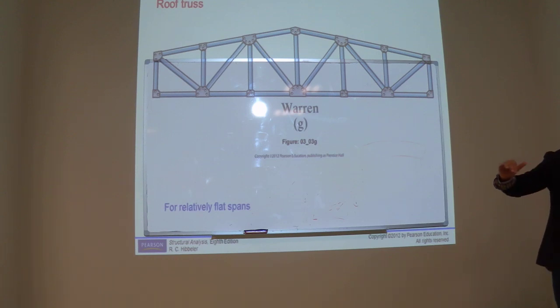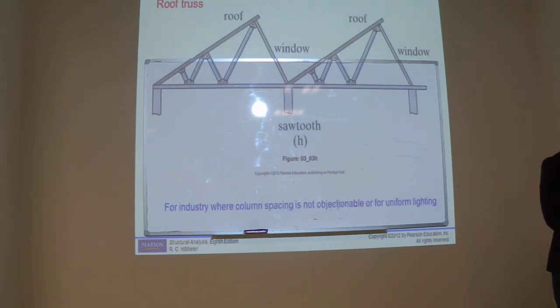If the span is a little bit flat or comparatively flat, we provide Warren truss. Sawtooth. If you see, the shape of this truss is sawtooth. Okay? Why we provide this type of truss where we need natural light inside the building? If we need more natural light, then we provide this type of trusses. If you see, we are giving a full shade, the glass window here, so the sunlight can go inside the building.